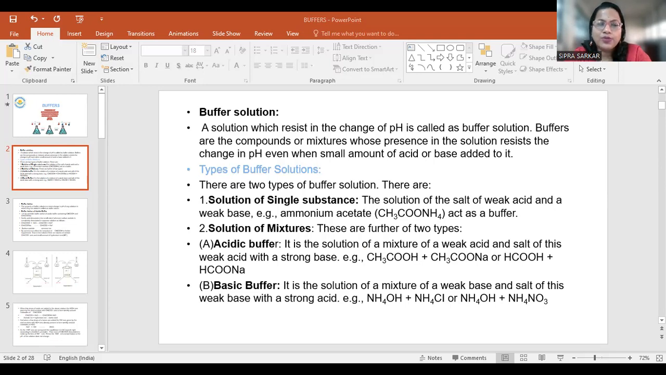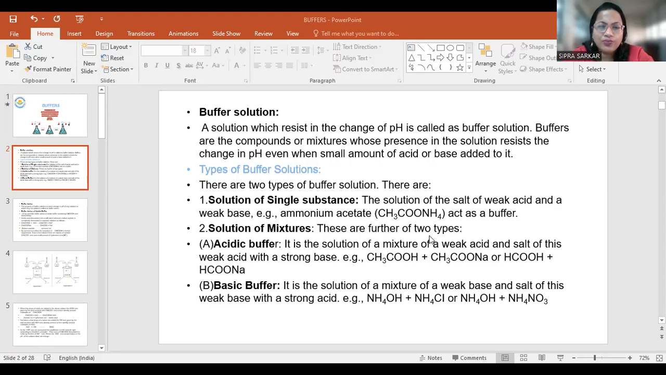There are two types of buffer solution: solution of a single substance and solution of a mixture. The solution of a single substance is the solution of the salt of a weak acid and a weak base, that is, only one salt is prepared. For example, ammonium acetate is prepared from acetic acid and ammonium hydroxide, both weak. Weak acid and weak base produce a single salt, so that acts as a single solution buffer.